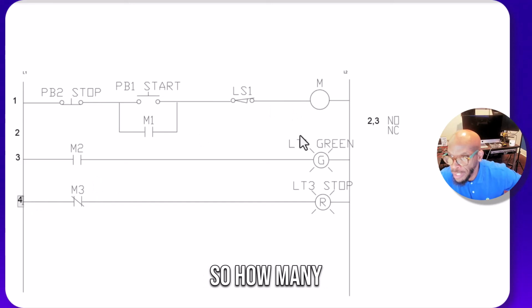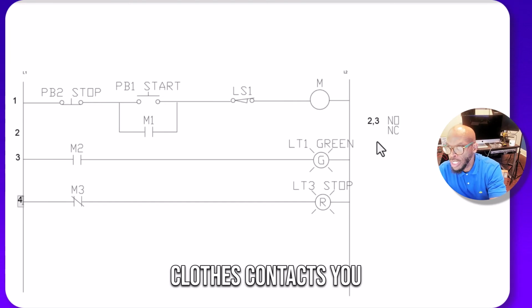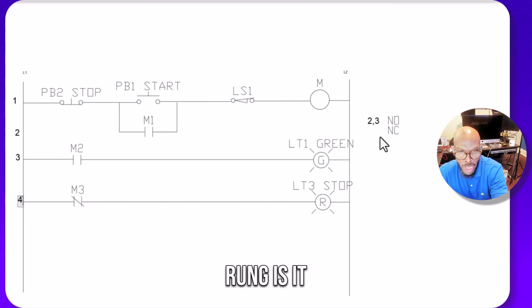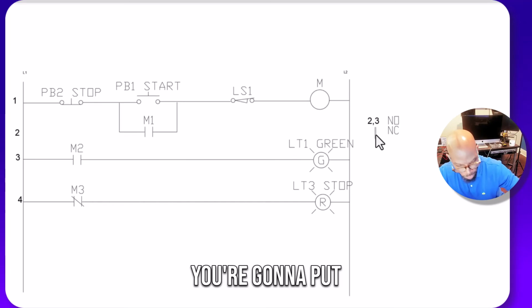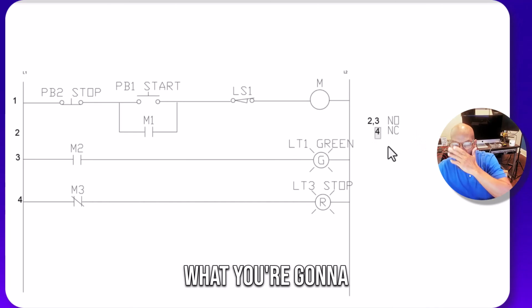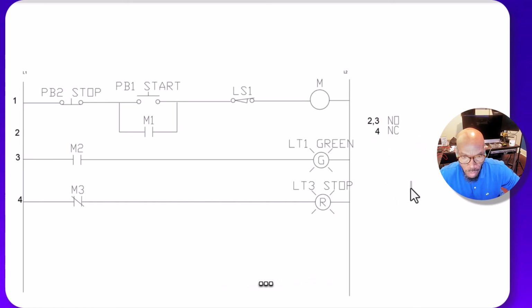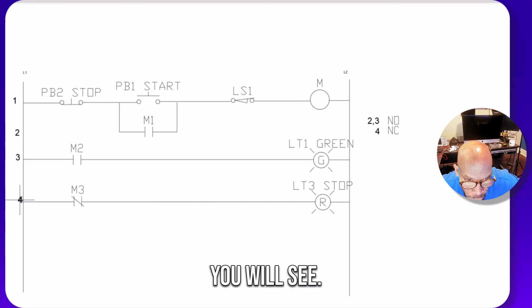So how many normally closed contacts do you got? You got 1. And what rung is it in? 4. So you're going to put 4 right there. Now this is what you're going to see. This is what you will see.